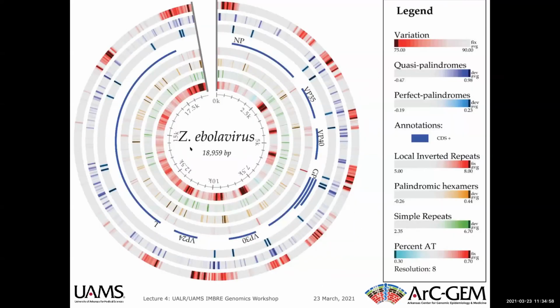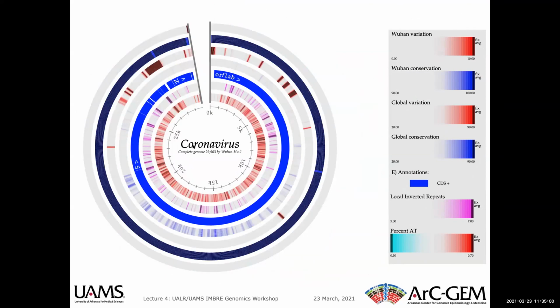This is for the coronavirus, for COVID-19. And you have ORF1AB, and then these other smaller proteins at the end. And you can look at AT content and inverted repeats, and you can look again at variation here. Some regions vary more than others, and you can look at that.